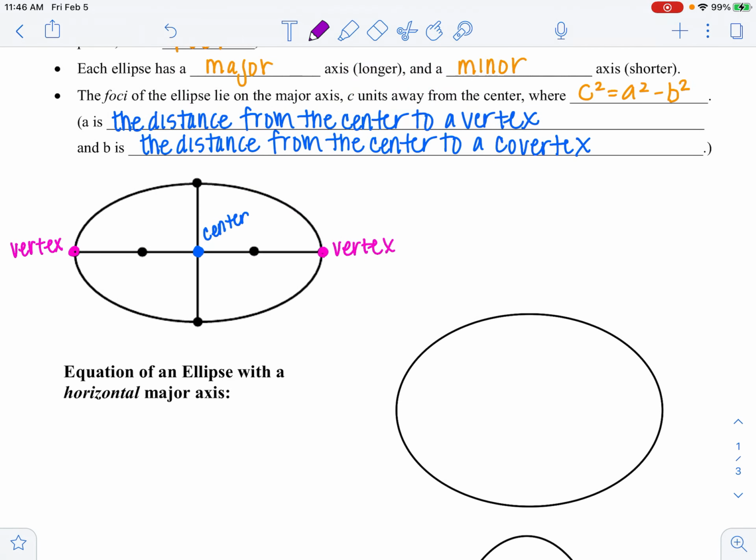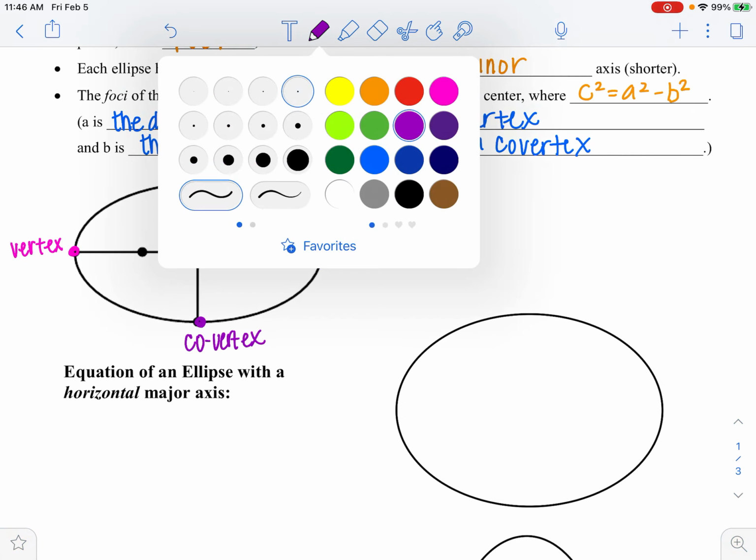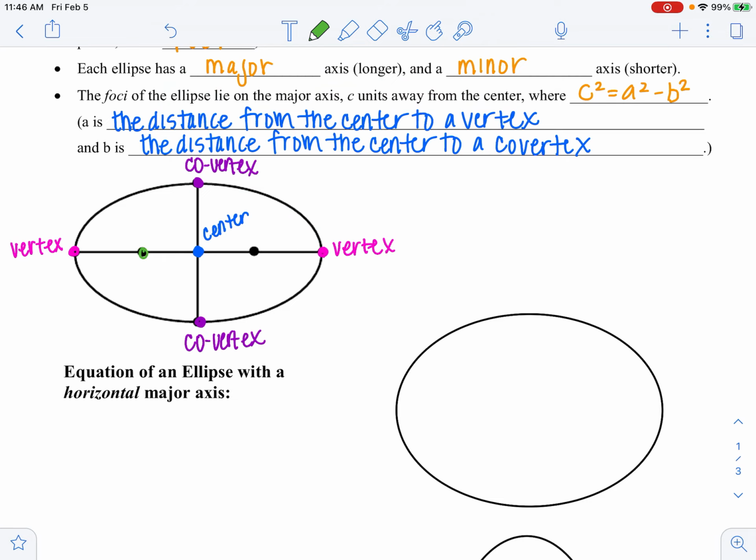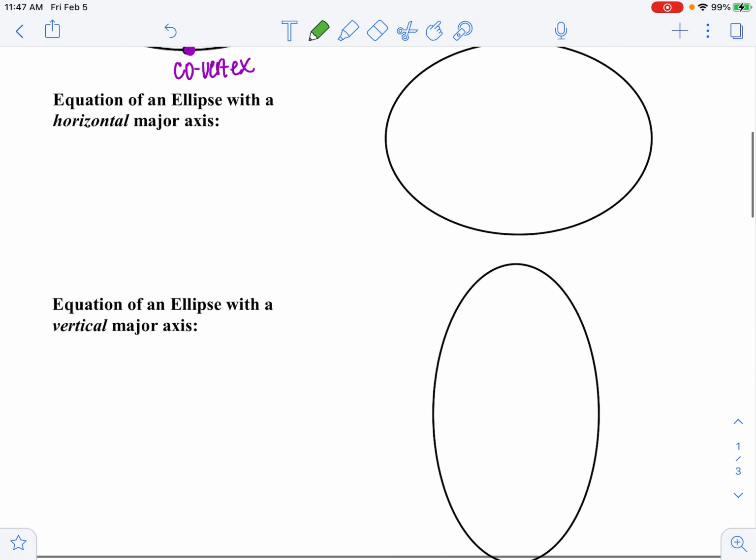The other 2 points on the shorter axes, they are called co-vertices, or this is a co-vertex and a co-vertex. The other 2 points that are in this diagram, these 2 points right here, these are your foci. Okay, this is a focus, and this is a focus. And we'll be graphing all of these things when we graph an ellipse. Okay, so let's get our equations first.